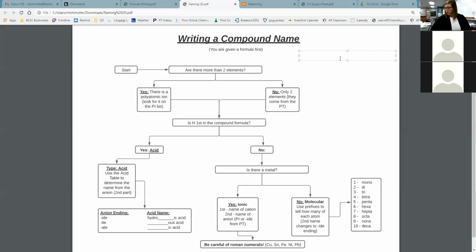Let's do H3PO3. So again, just know that those 3s are little, okay? So first question, are there more than 2 elements? Yes, we have hydrogen, we have phosphorus, we have oxygen. So that means that we have a polyatomic ion.